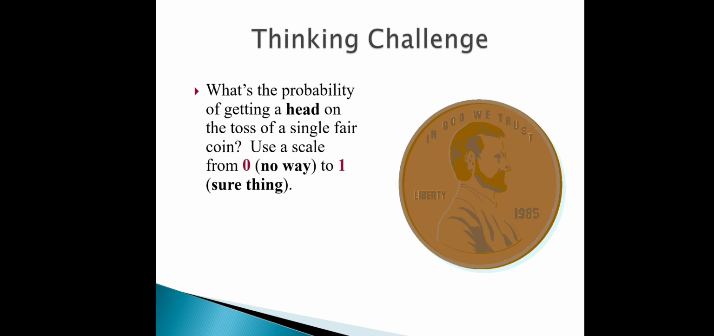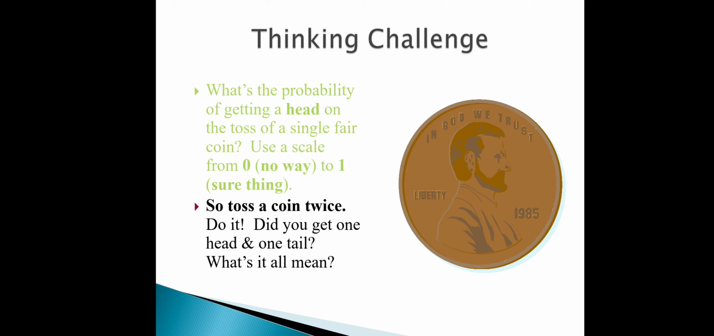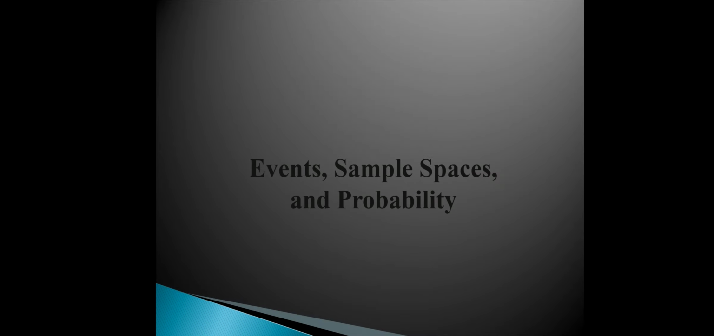Then we take up a challenge of probability. What is the probability of getting a head on the toss of a single coin? Use a scale from 0 to 1. So, toss a coin twice. Do it. Did you get one head, one tail, and what does it all mean? Event, sample space and probability.